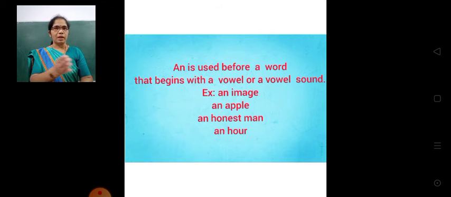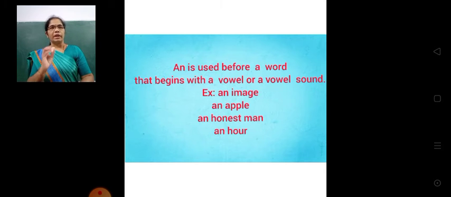See, an image. And see the next example, an apple. See the spelling, A-P-P-L-E, apple. Here also the first letter of the given word apple is a vowel, so we have used the article an before the word apple.